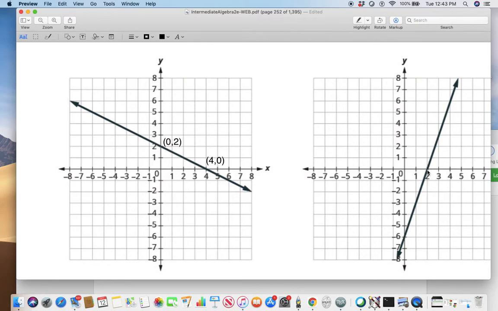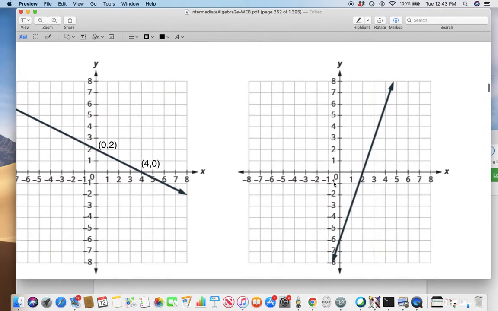For this line, notice it passes through 2 on the x-axis. So the x-intercept is (2, 0). X coordinate 2, y coordinate 0. Likewise, the y-intercept is (0, -6). Okay, so that is the y-intercept.